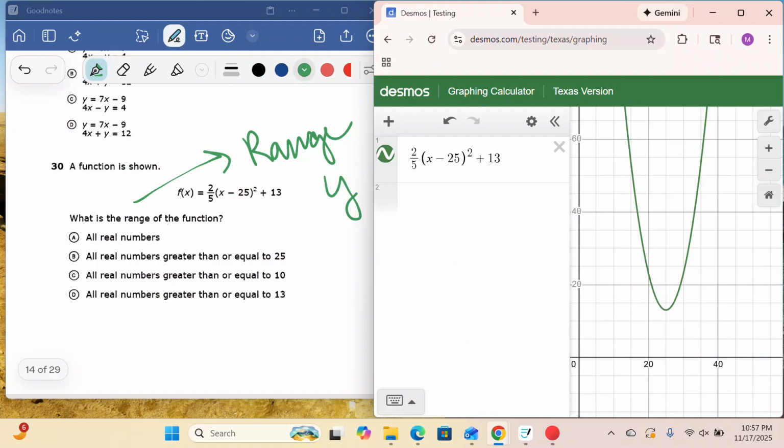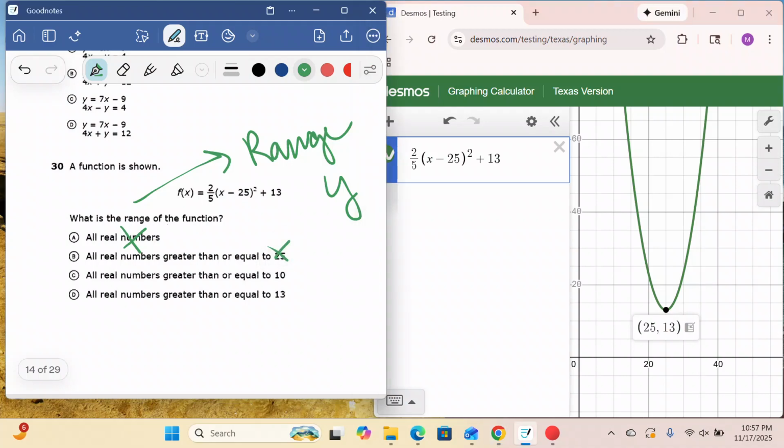2, not part of the graph. 0, not part of the graph. So automatically I know A is wrong. All real numbers greater than or equal to 25. Well, let's look at the y value because it is range. Our y value is 13. Greater than or equal to 25, that's false. Greater than or equal to 10, that's false. So the answer choice is D. Remember, all numbers greater than or equal to 13, anything above 13, and that's the same thing as all real numbers greater than or equal to 13 because it goes up forever.